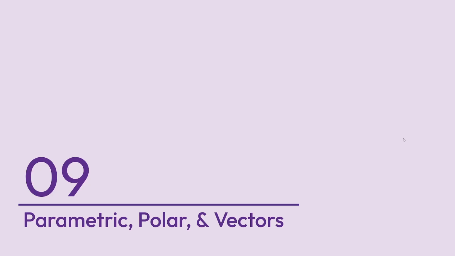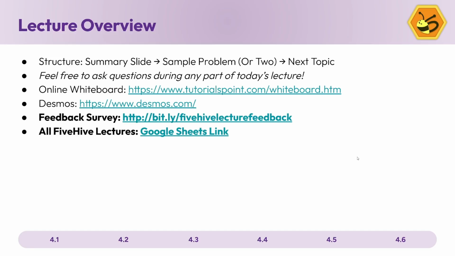All right, let's get into the content then. So again, Unit 9 is going to be on parametrics, polar and vectors. Sorry, I'm just double checking. Yes, I have my recording going. Okay. So yeah, these are the three big ideas of this topic.